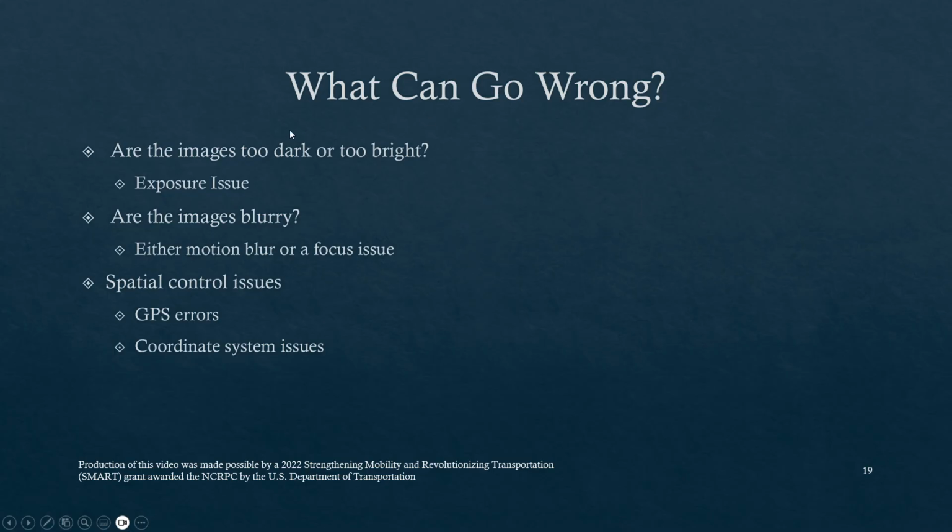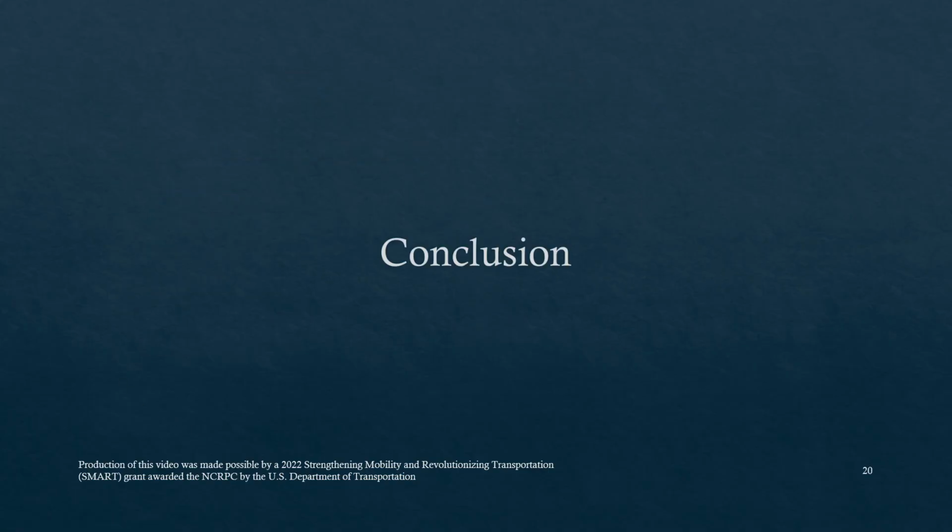Then what can go wrong? As I've seen throughout the years, images being too dark or bright, exposure issues, blurry issues, things being out of focus, not crisp. And then you can always run into spatial control issues such as GPS errors or coordinate system errors. It's things to be aware of.